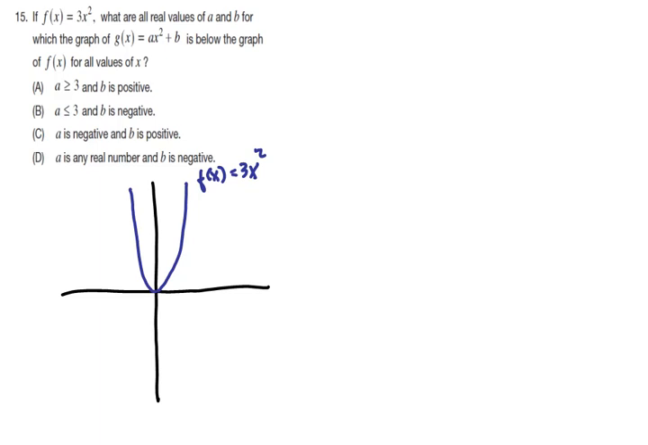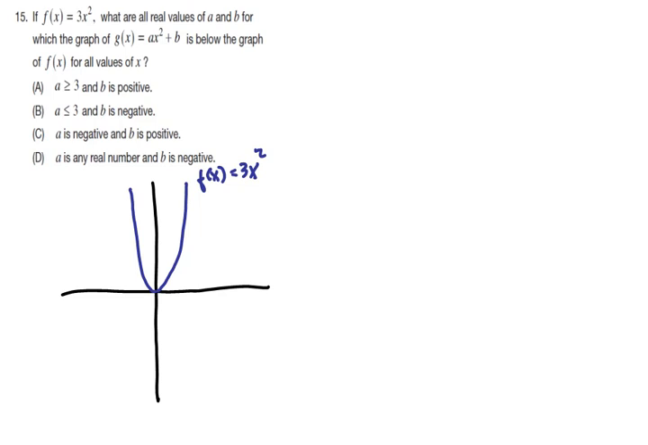Number 15, if f of x is 3x squared, as you see in the diagram there, what are all real values of a and b for which the graph of g of x equals ax squared plus b is below the graph of f of x for all values of x? Well, first of all, the graph of ax squared plus b is also going to be a parabola, and it also has its vertex along the y-axis. So it'll just be shifted up or shifted down.